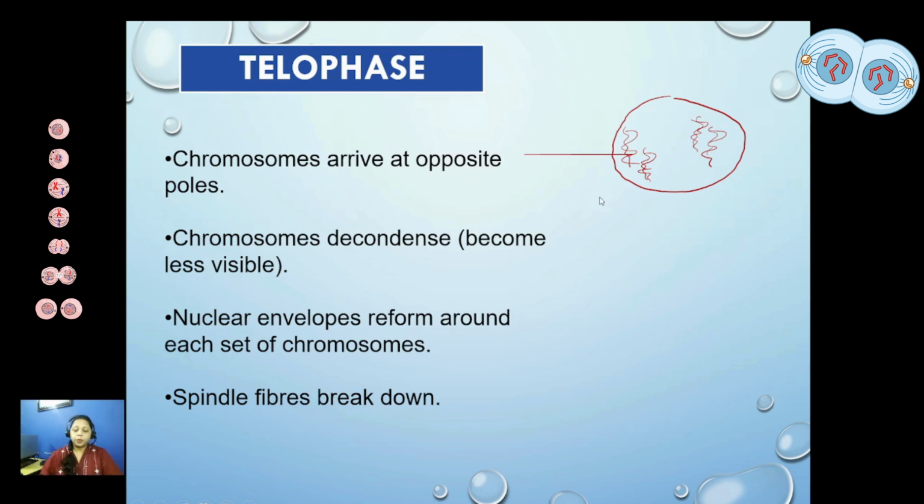Nuclear envelope reforms means that the one that disappeared is going to be reformed like this, and now it would have two nuclei, one here and one here, with the DNA. Let's say it is not condensed. So the spindle fiber breaks down. Now the two cells need to be divided. How they are going to divide, we are going to discuss in cytokinesis.